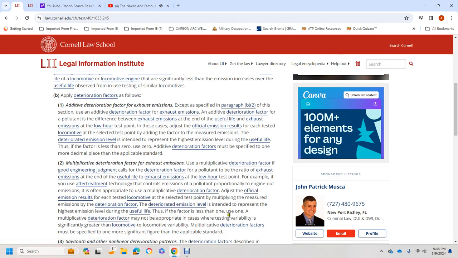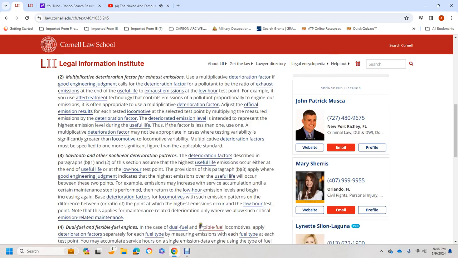A multiplicative deterioration factor may not be appropriate in case the testing variability evidence is significantly greater than for comparable locomotives. The multiplicative deterioration factor must be specified to one more significant figure than the applicable standard. Three, for other nonlinear deterioration patterns.